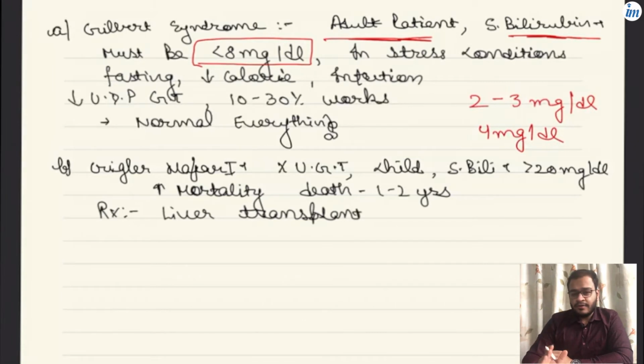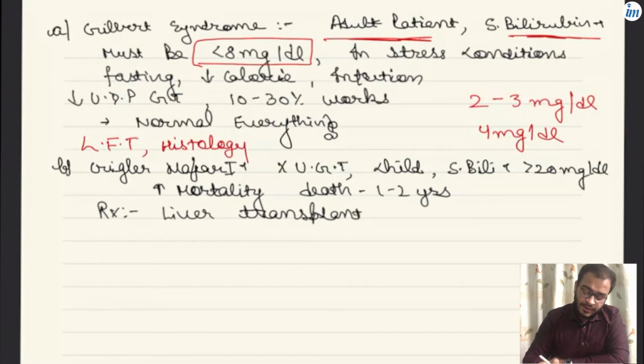And when you take the history, you ask what is your diet, what is the condition, any infection you had, any drugs. You will notice in those patients that whenever there is a stressful condition, the level of the bilirubin increases. And everything you get clinically, like the LFT, the liver function test, and the histology of the liver, maybe sometimes the doctor also tells to get the biopsy, everything comes out normal.